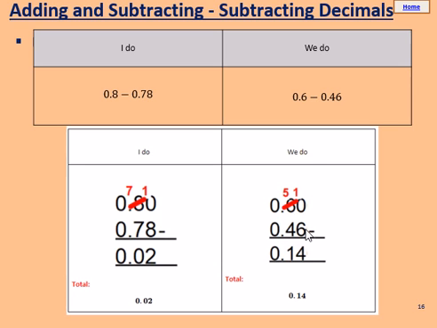0 take away 6 would put us into the negatives. We don't want that, so we borrow a 1. Turn this into a 5, borrow a 1. 10 take away 6 equals 4. Now this is 5 now, so 5 take away 4 gives me 1. Keep the decimal point, and 0 take away 0 equals 0. So well done if you got 0.14.